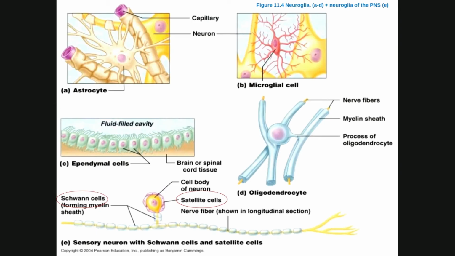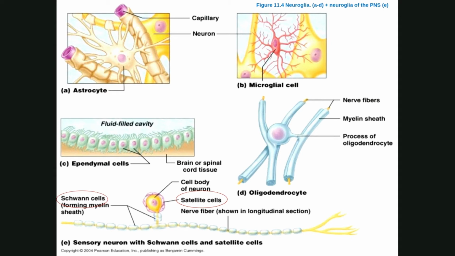Here you can see astrocyte cells are present in the brain and spinal cord, and they support the neurons. This is the axon, and this is the cell body, the neuron body. Then microglia cells swallow the bacteria. They are also present in the CNS. Ependymal cells are the fluid cells that act as a blood-brain barrier. Satellite cells are present around this neuron.